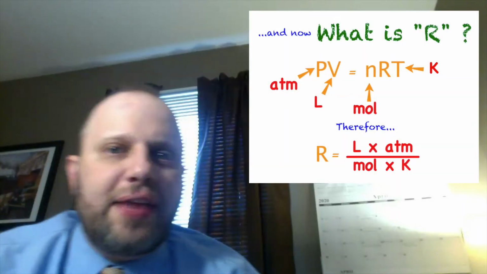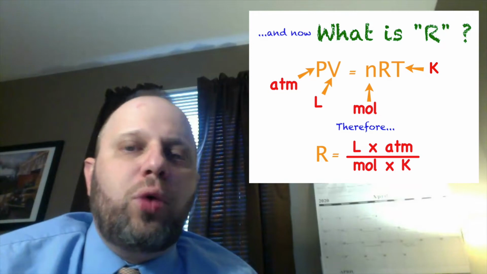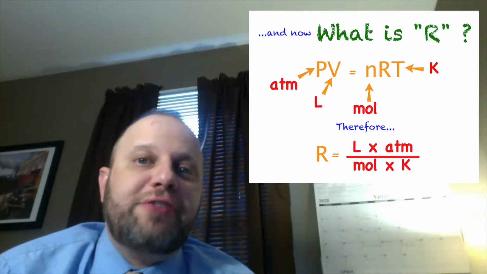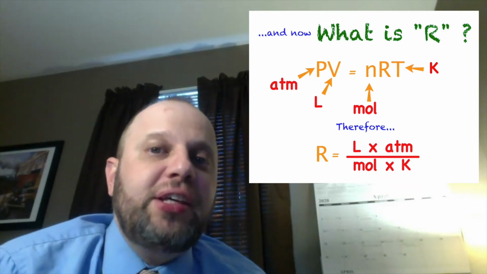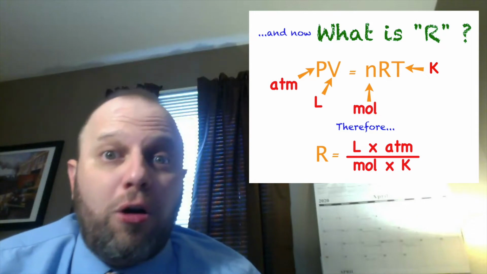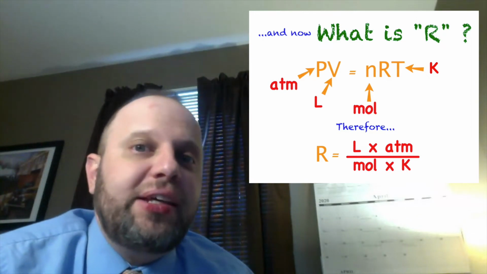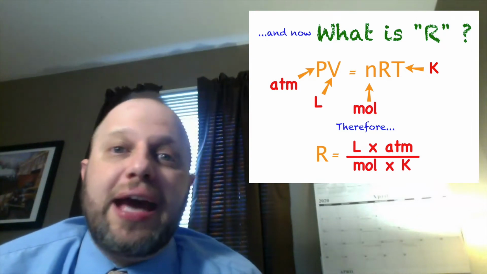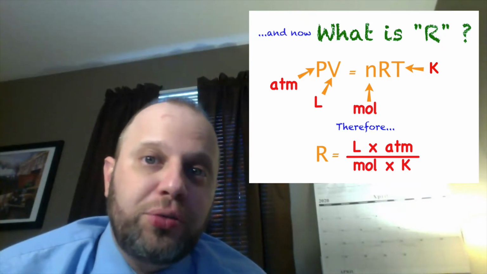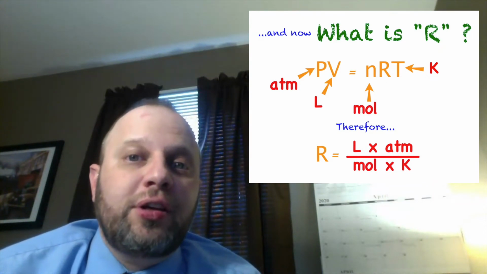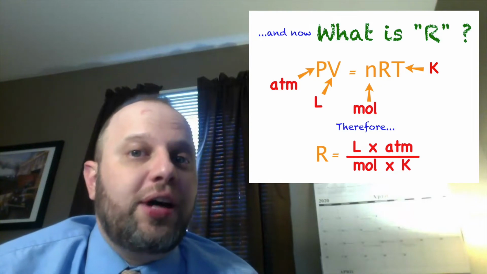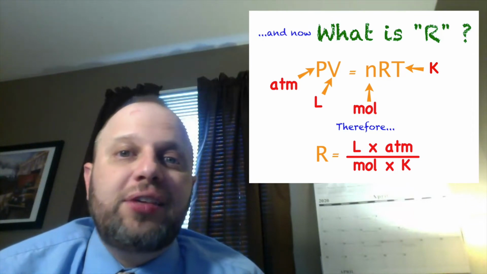Brings us to our next segment. What is R? If you look at the graphic, you can see that PV is equal to nRT, where P is pressure, and that's measured in atmospheres, V is volume, that's measured in liters, N is number of moles, obviously measured in moles, and T is temperature, measured in Kelvin.